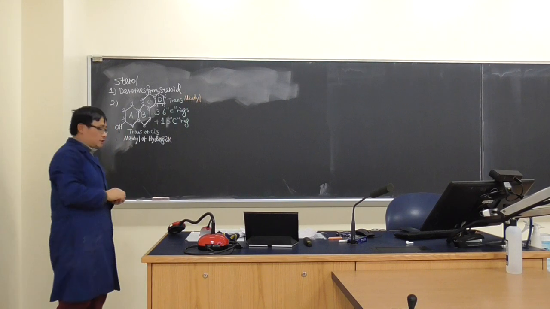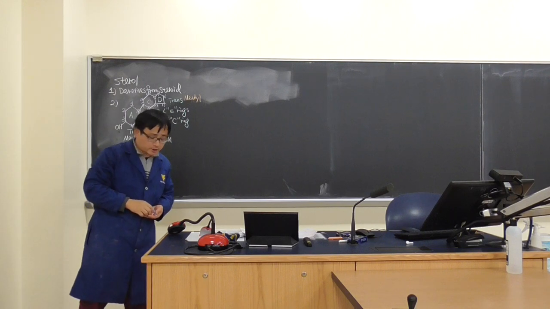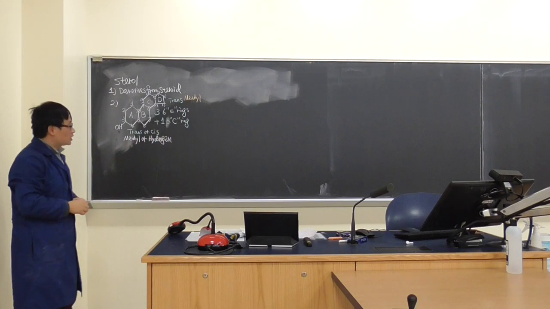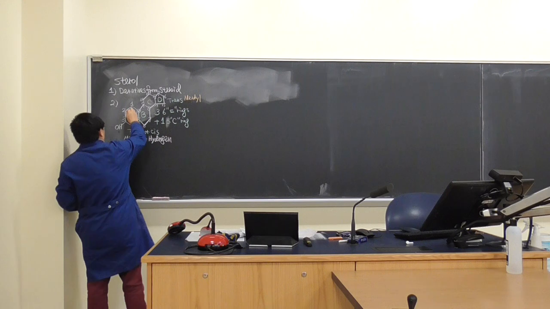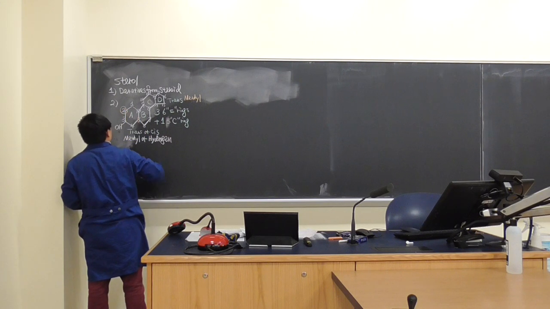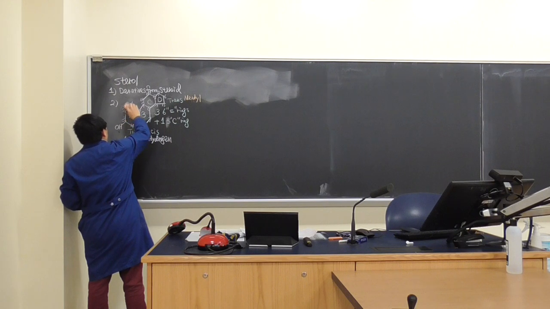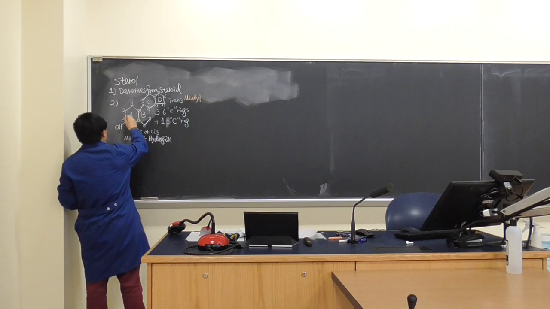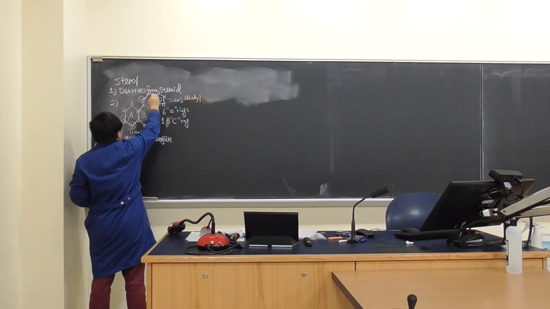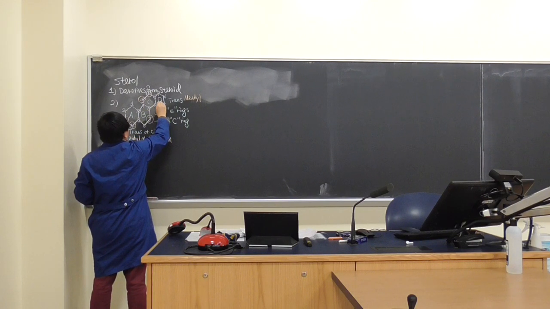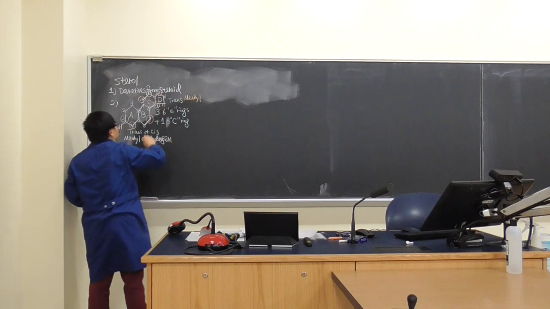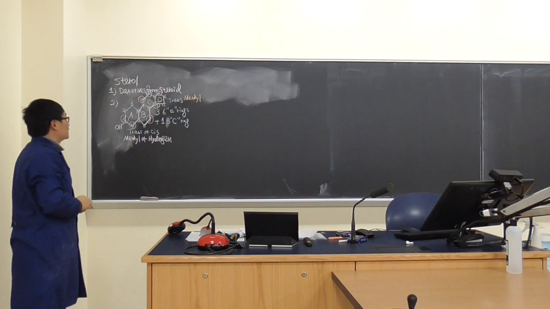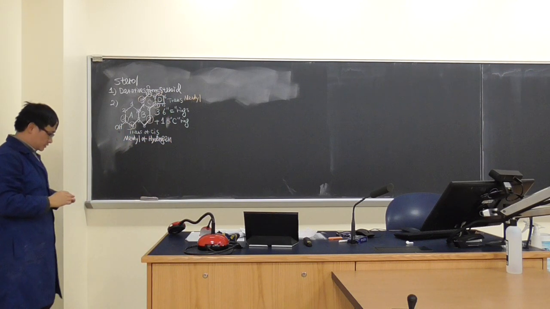Now, what are the locations usually attached by these methyl or hydrogen? It is 3, 4, 7, 11, 12, 14, and 17. Okay, so that is overall what we talk about.